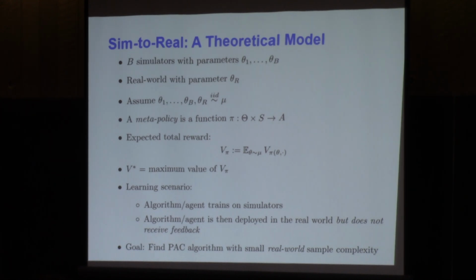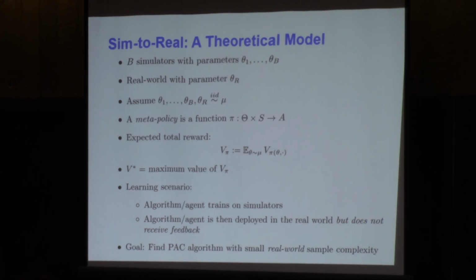All right, so here's the learning scenario. This is not the only learning scenario you could imagine for sim to real, but it's the one we studied. The algorithm trains on the simulators. It has access to the simulators and can develop its policy by running episodes in them. Then at some point it stops using the simulators and gets deployed in the real world, where it gets to take actions and see which state it goes to, but it does not receive a reward signal.